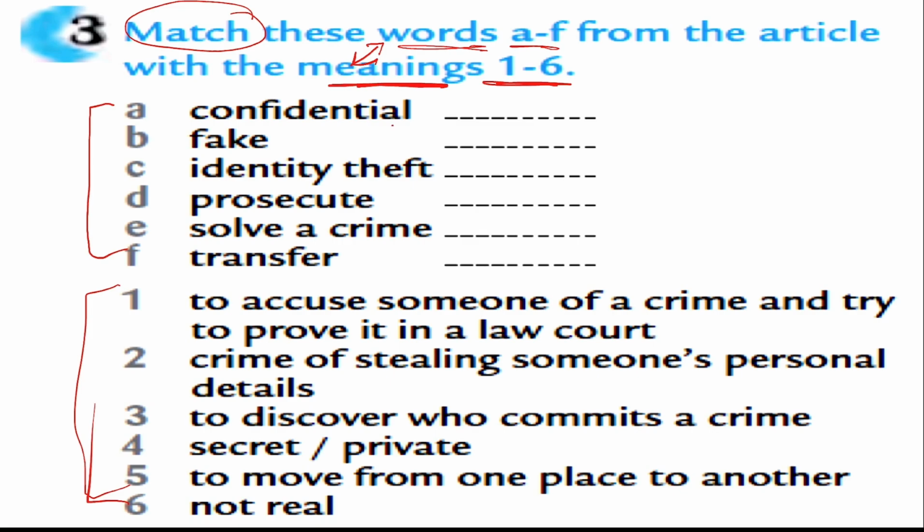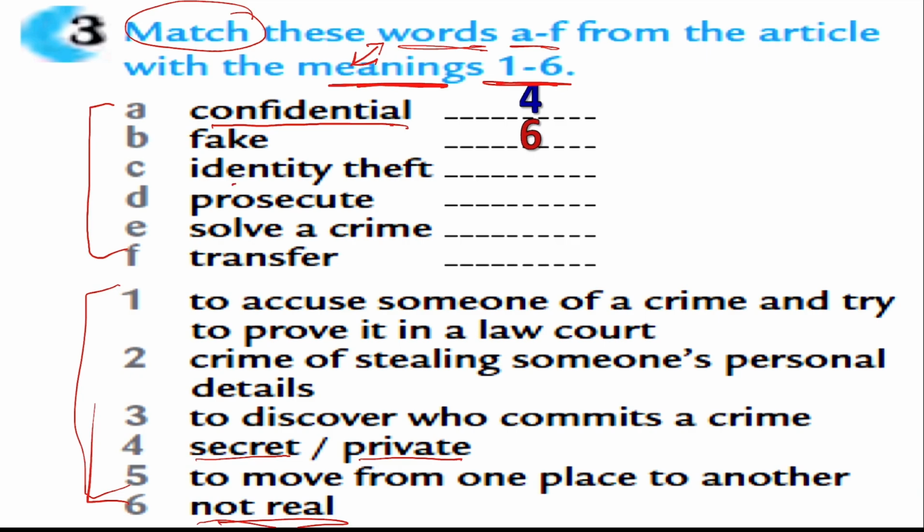Now the very first word is confidential. All right, confidential came in the passage. So what does it mean? To have something confidential is, yes, a secret or private. Now, if you remember the word, the second one, fake. We said it's not real, okay, or not genuine. Very good. So it's clear now. It's with number 6. Very good.